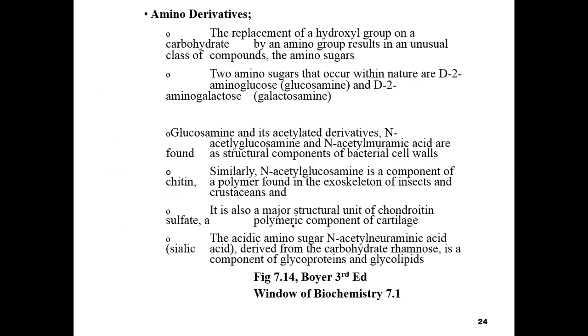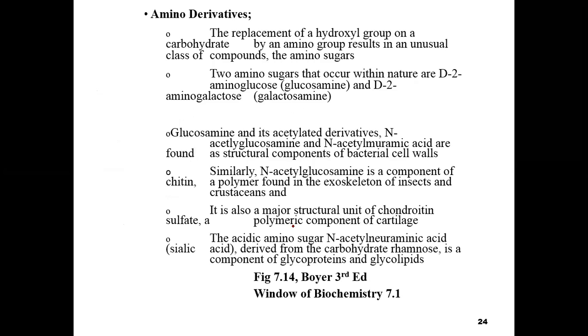Amino derivatives. The replacement of the hydroxyl group on a carbohydrate by an amino group results in an unusual class of compounds, the amino sugars. Amino sugars that occur in nature are D-2-amino glucose and D-2-amino galactose. One is known as glucosamine and the second one is known as galactosamine.